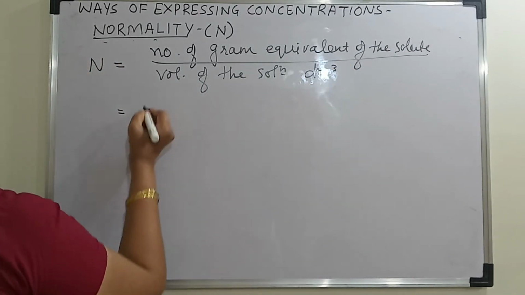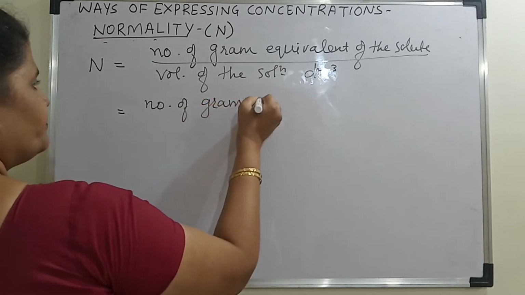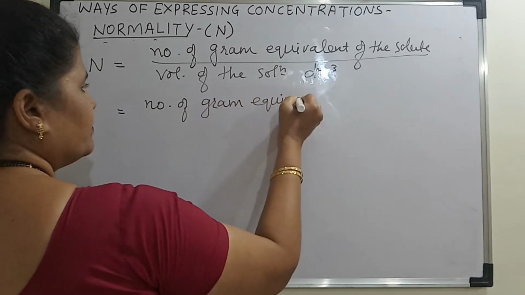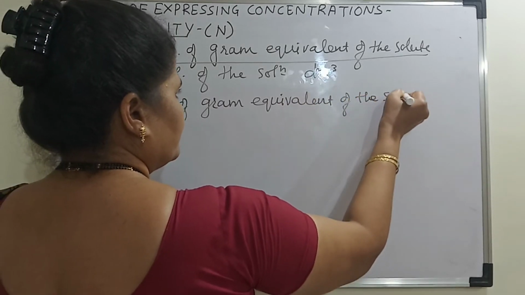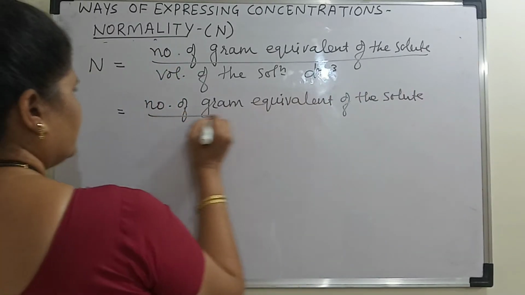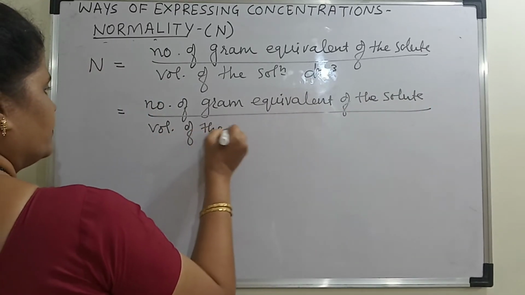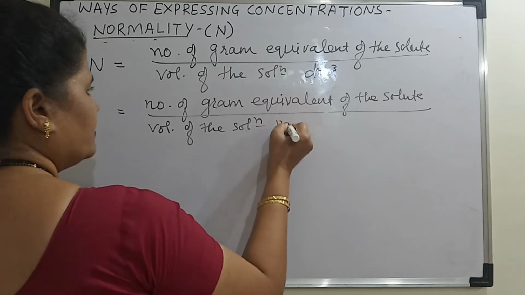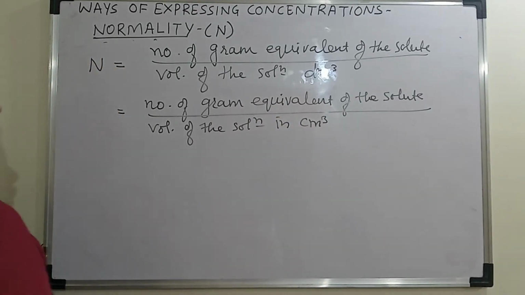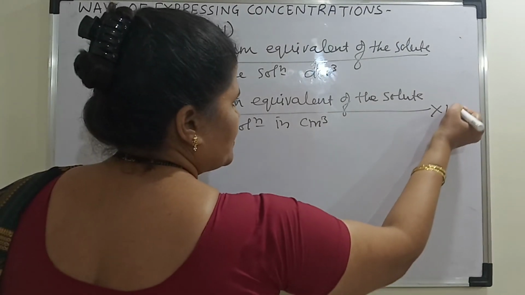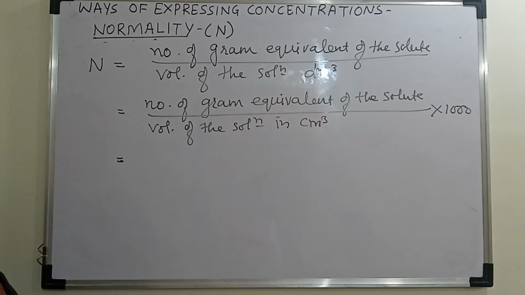So that will be equal to number of gram equivalent of the solute upon volume of the solution in cm cube. Now as I am taking the unit for volume as cm cube, I must multiply this by a factor of 1000.